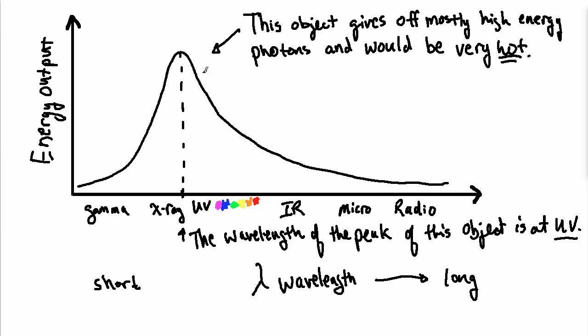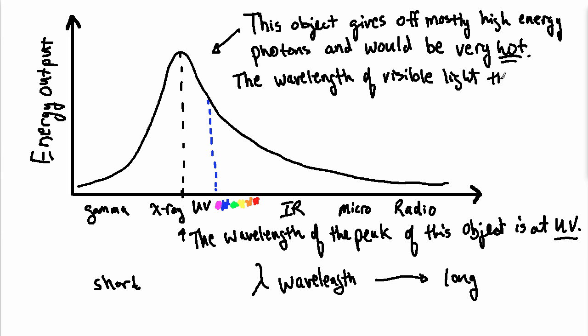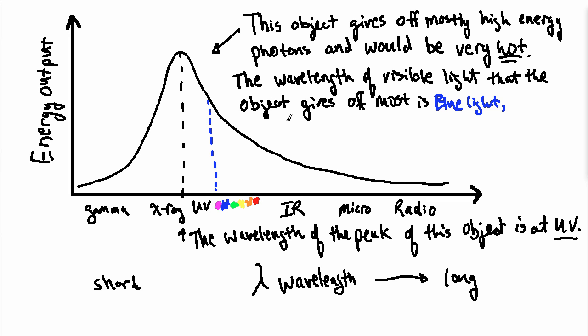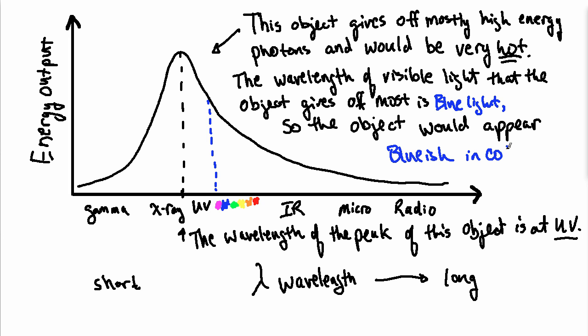Now to think about the color of this object, I'm going to draw a little line in here right at the edge of where this object gives off its greatest amount of visible light. And so we would say that the wavelength of visible light that this object gives off most is blue light. I tend to just say blue, whether it's violet or indigo or blue, I just say blue. So the object would appear bluish in color. So again, the wavelength of visible light this object gives off most is blue light. So the object would appear bluish.